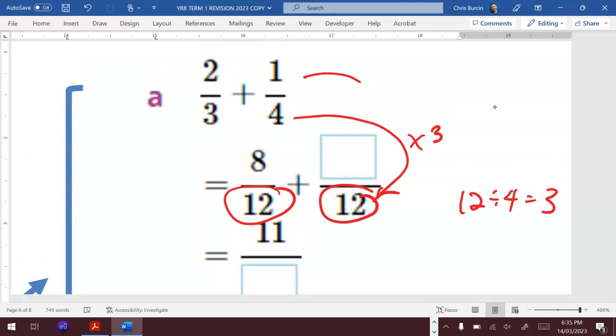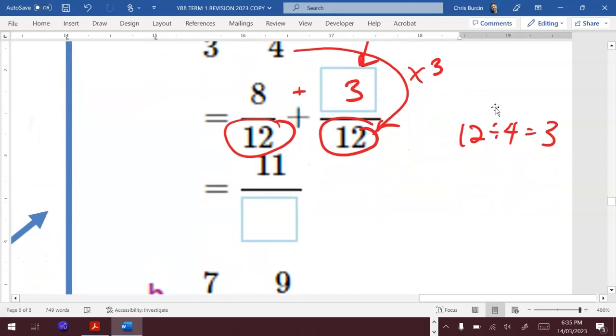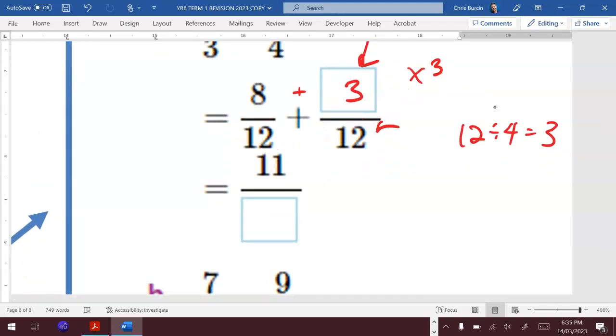So what's my top number going to be? Same operation. 1 times 3 gives me 3/12. So I've got a common denominator now. I can just add up 8 plus 3, and that gives me 11. And that's that number here. That gives me 11, and what's going to go on the bottom? It's a common denominator. So if I had 8 wedges of a 12th, these are 12ths, just imagine, and I added 3 more, they're still 12ths. We keep that common denominator.